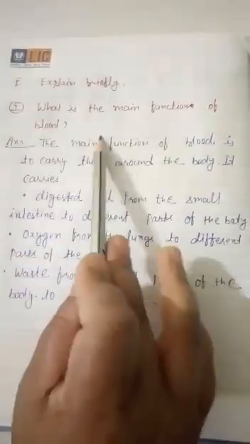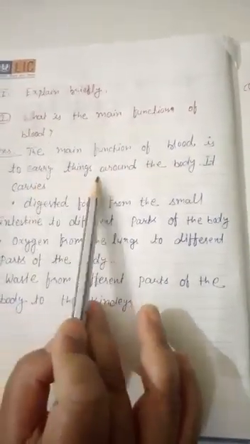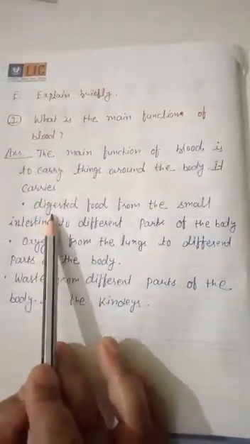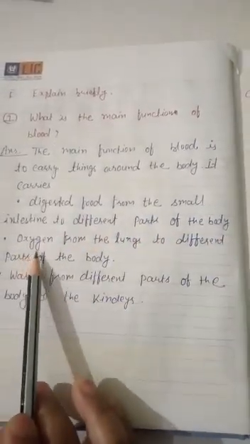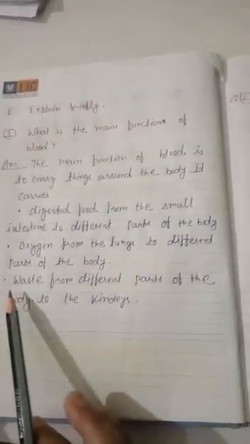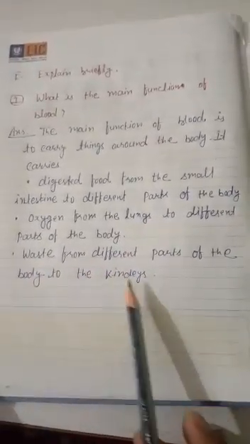Question first, what is the main function of blood? So answer is, the main function of blood is to carry things around the body. It carries first digested food from the small intestine to different parts of the body. Second point, oxygen from the lungs to different parts of the body. Third point, waste from different parts of the body to the kidneys.